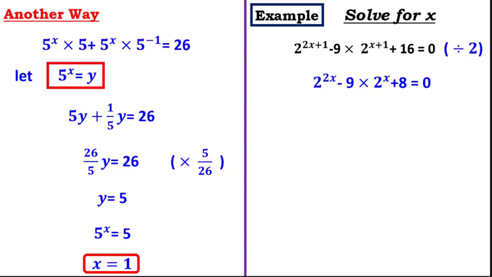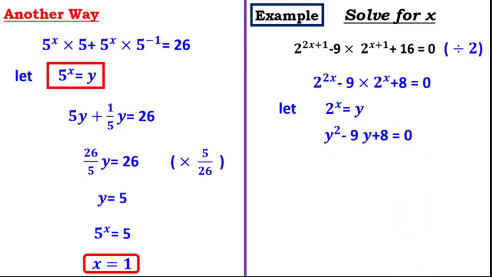In the same way, we can let 2 raised to the power x equals y. Then we will get the equation. Here, 2 raised to the power 2x will be y squared. To find 2 raised to the power 2x, we just square both sides. We will get 2 raised to the power 2x equals y squared. Then we get y squared minus 9y plus 8 equals 0.